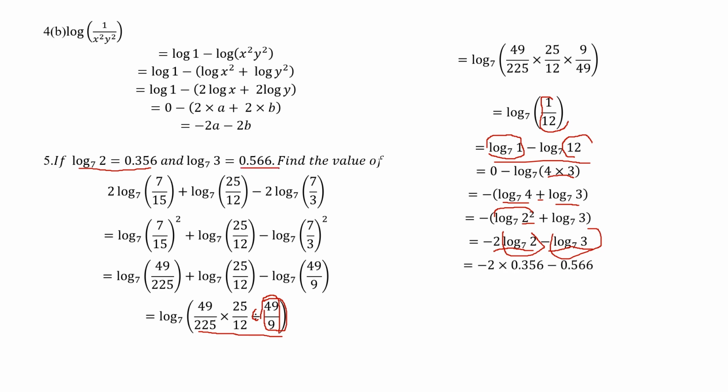So it's going to be 2 times the 0.356 minus the 0.566. When you multiply this, we are having that. Then when you add the 2, we are having a negative 1.278.